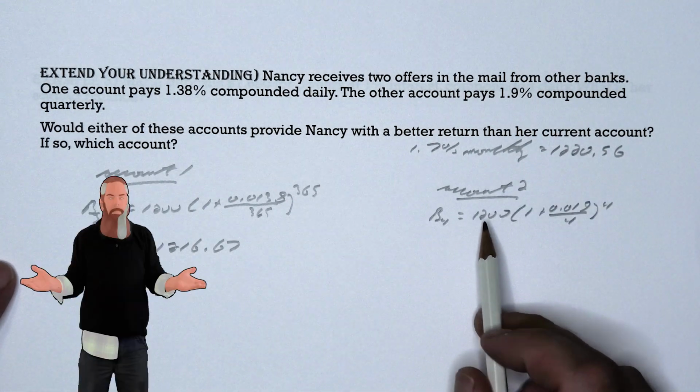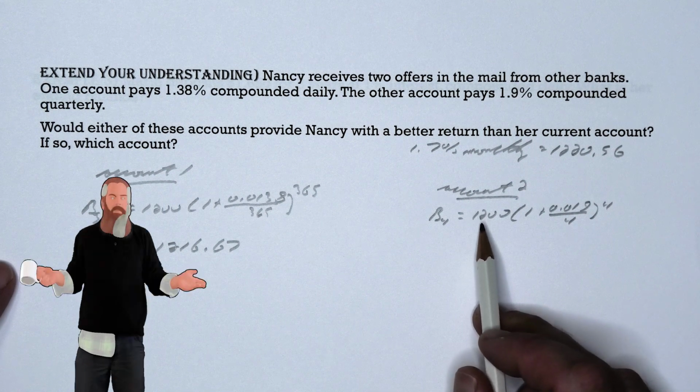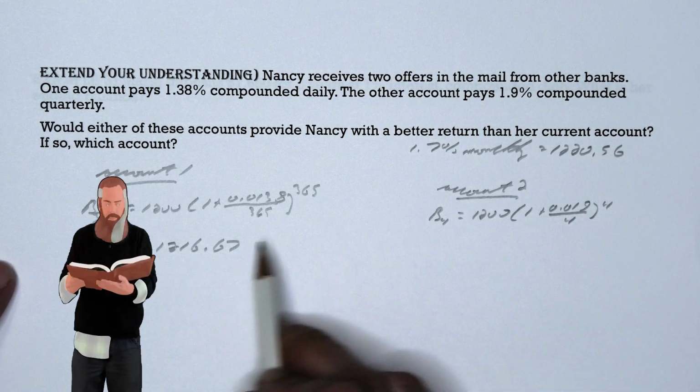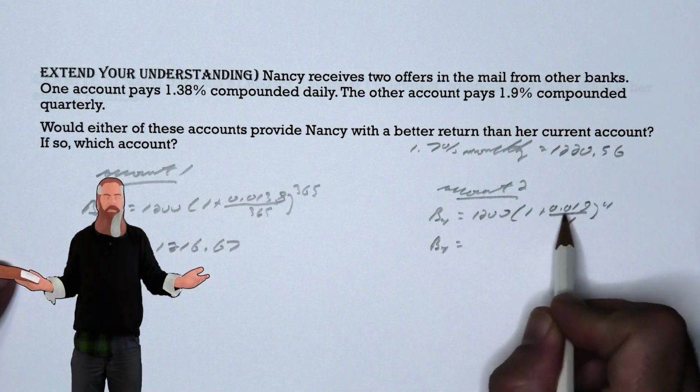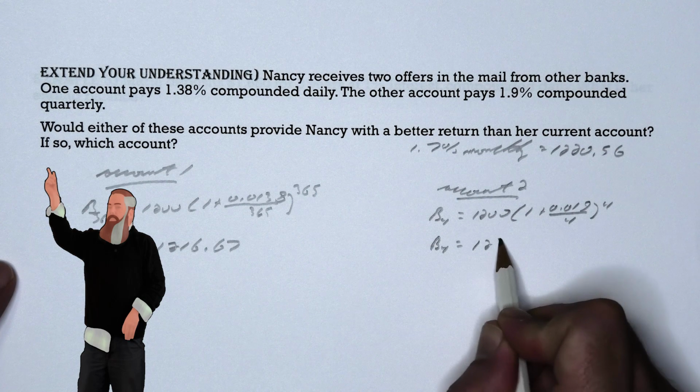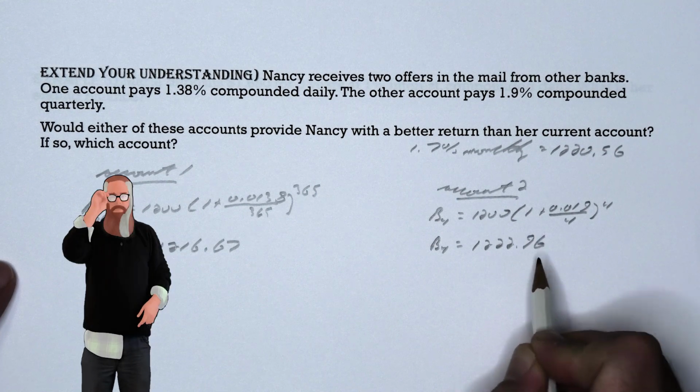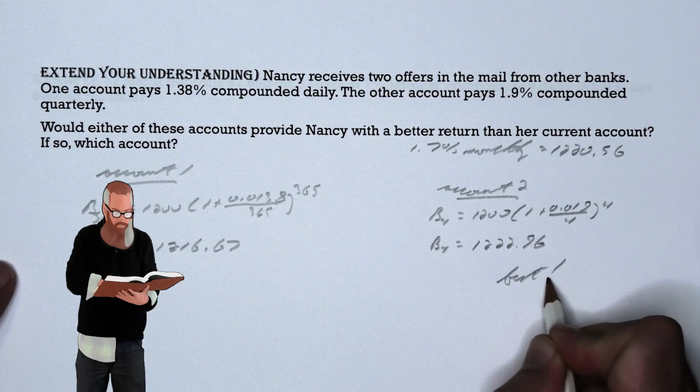If we set up the equation for when it's done quarterly, the first thing to draw your attention to is we're using the subscript to indicate whether it's compounded daily or quarterly. By calculating the quarterly, we get $1,222.96, which means this one is best.